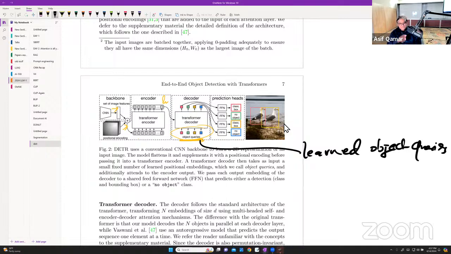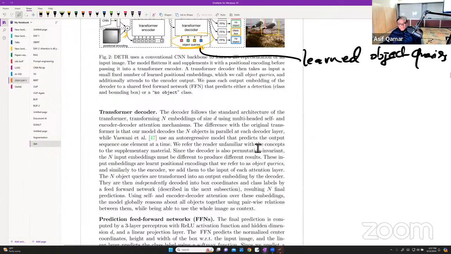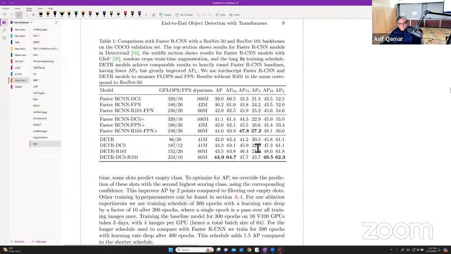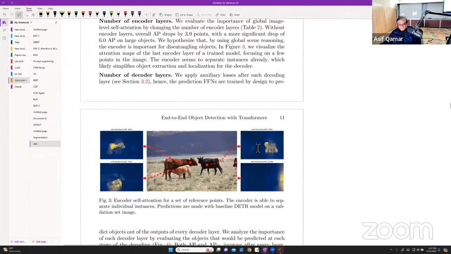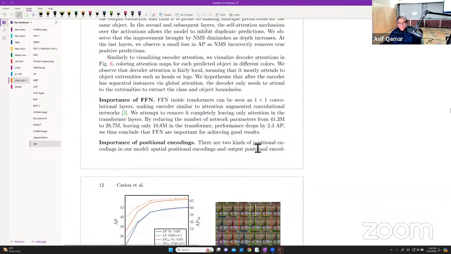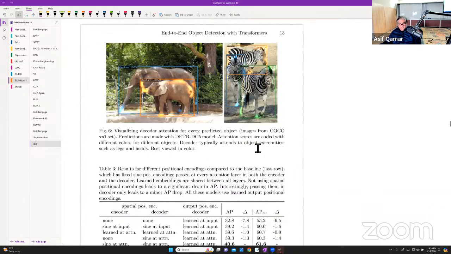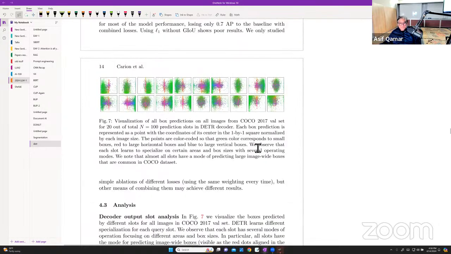I don't know if it is talked about in this paper or not, but certainly the author talks about it somewhere. Let me see if he mentions it. Yes: visualizing all the box predictions on all the images, each box prediction is represented as a point with normalized coordinates. We observe that each dot learns to specialize in a certain area and box size, with several operation modes.